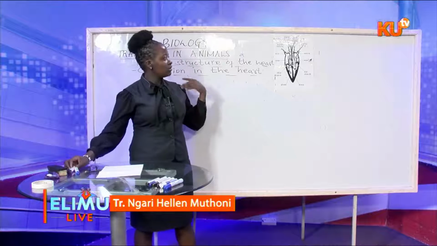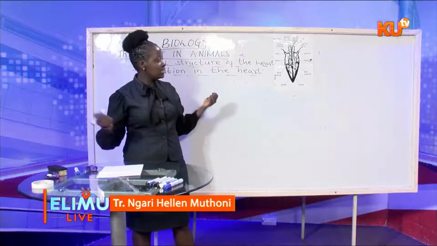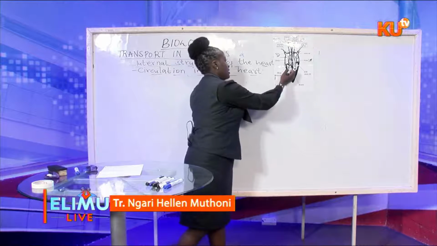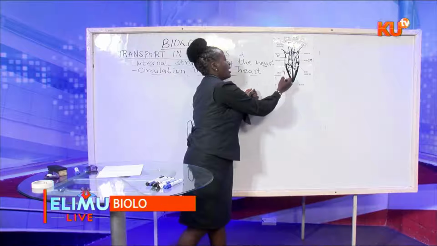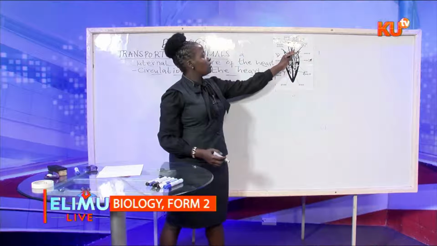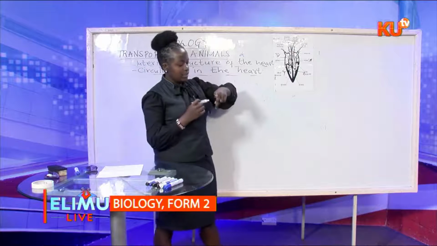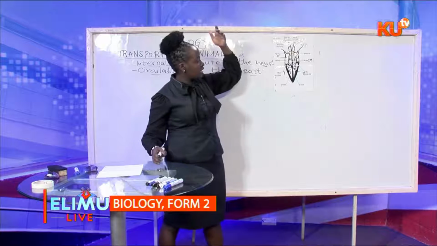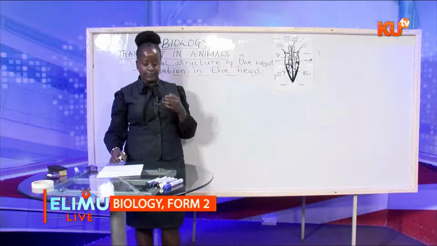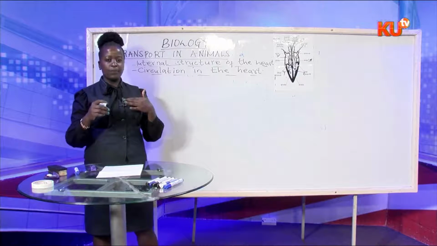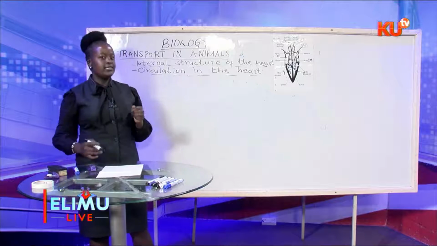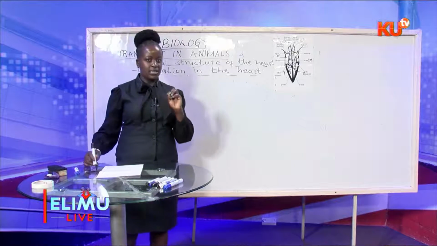In the examination, you can find that they are naming the chambers. They can name, for example, the right atrium X, the right ventricle Y, the left ventricle Z. They can also point at the valves, and they can also point at these blood vessels. So in such a case, you're supposed to study the diagram carefully. I insist, study the diagram carefully.